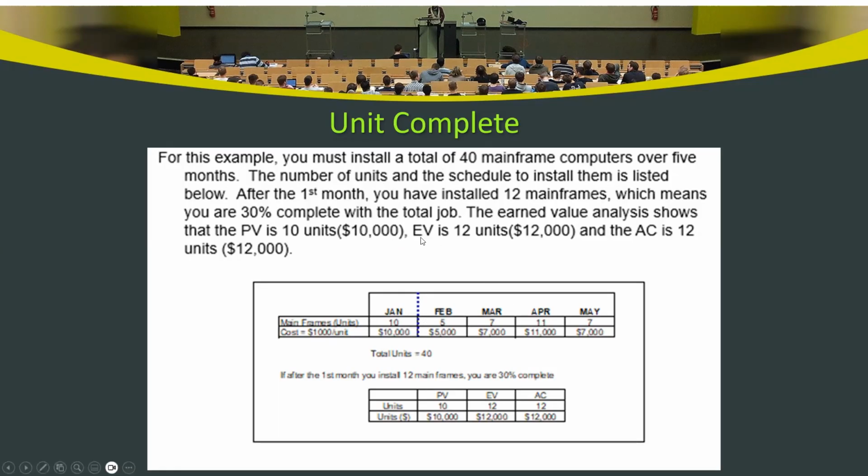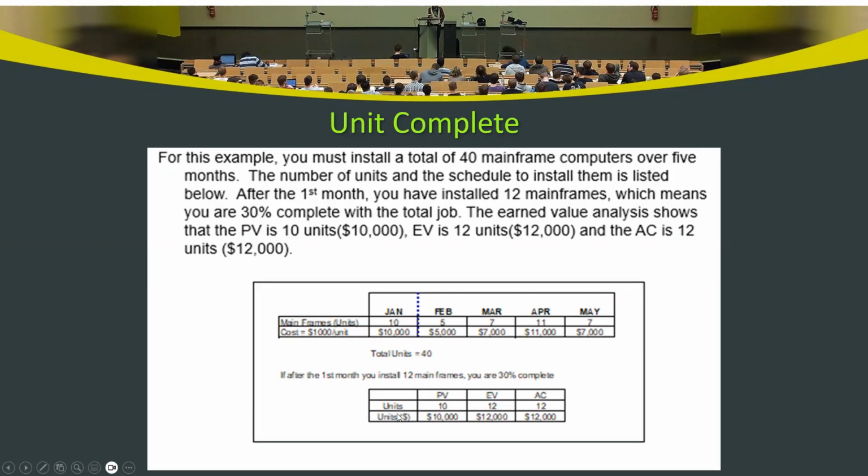So this example shows that you must install a total of 40 mainframe computers over 5 months. The number of units and the schedule to install them is listed below. The schedule is January, February, March, April, May, 5 months. You have 40 computers to install: 10 in January, 5 in February, 7 in March, 11 in April, and 7 in May. The cost to install per unit is $1,000. So 1,000 times 10 is 10,000, and times 5 is 5,000, and so on.